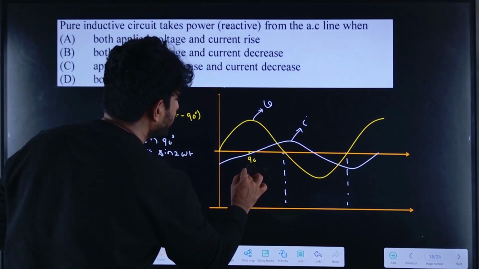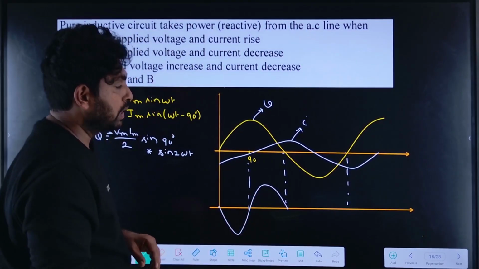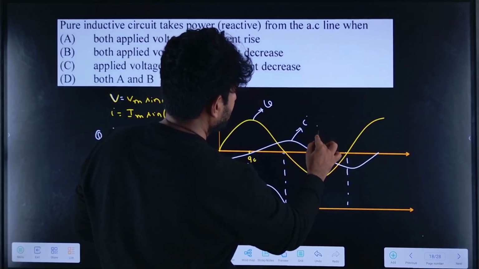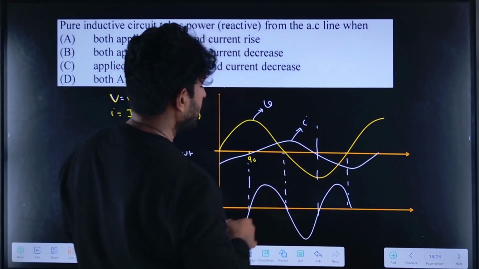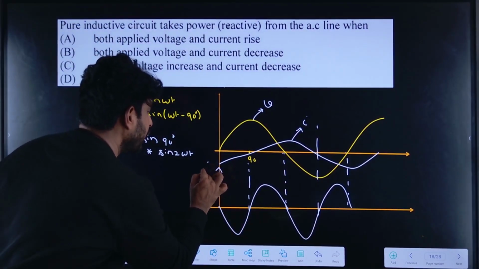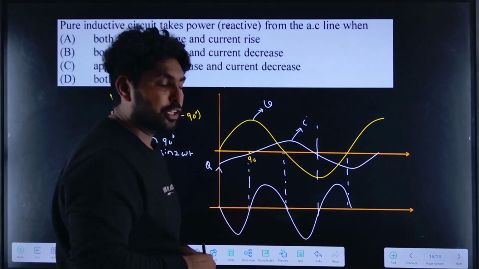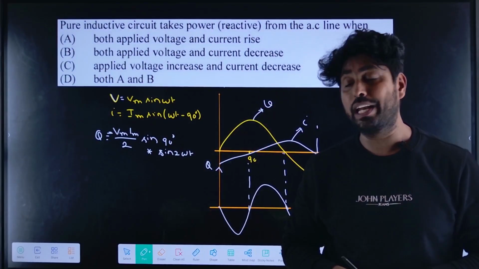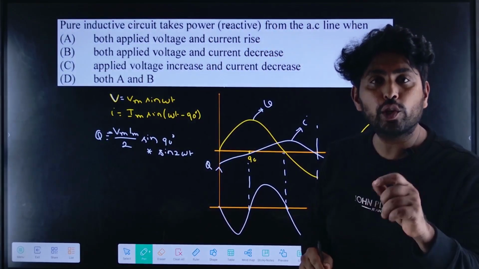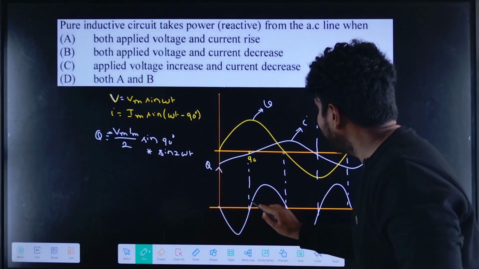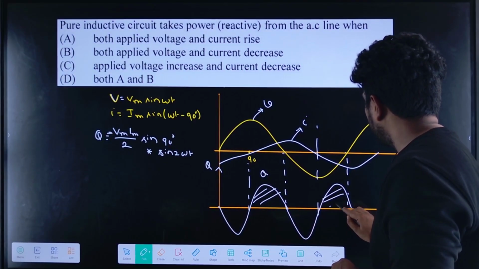So how would this waveform be? It would be like this. Next, at this point, it will be like this. Right? So this is the reactive power waveform. Now, if I want to find the reactive power, how can I find it? It has to take power from the supply, so I need to consider the reactive power value as positive.